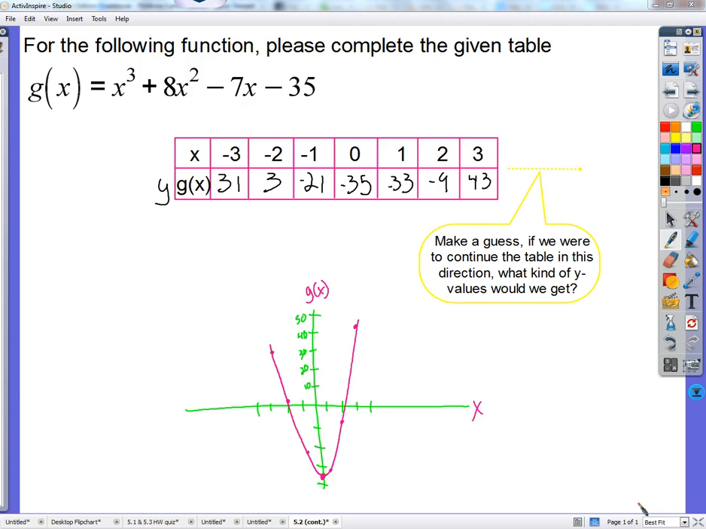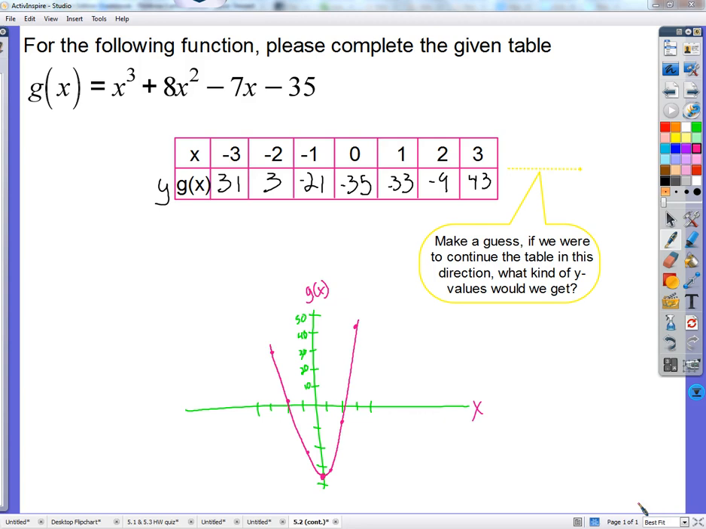It's not exactly random. But it's not easy to just go up and over like you would with a line or something like that, right? There's no real slope to it. So the exact values, it would be hard to say.